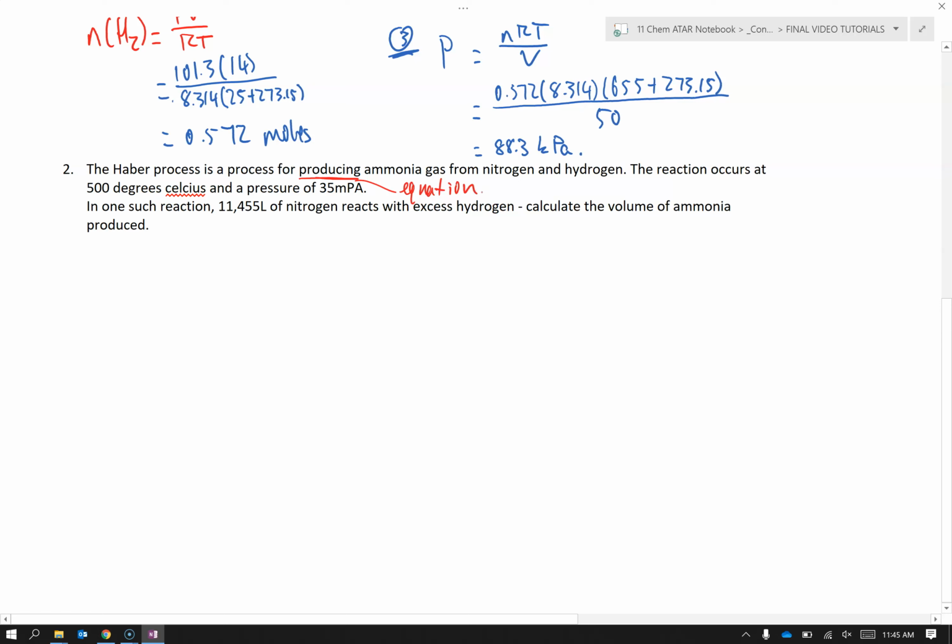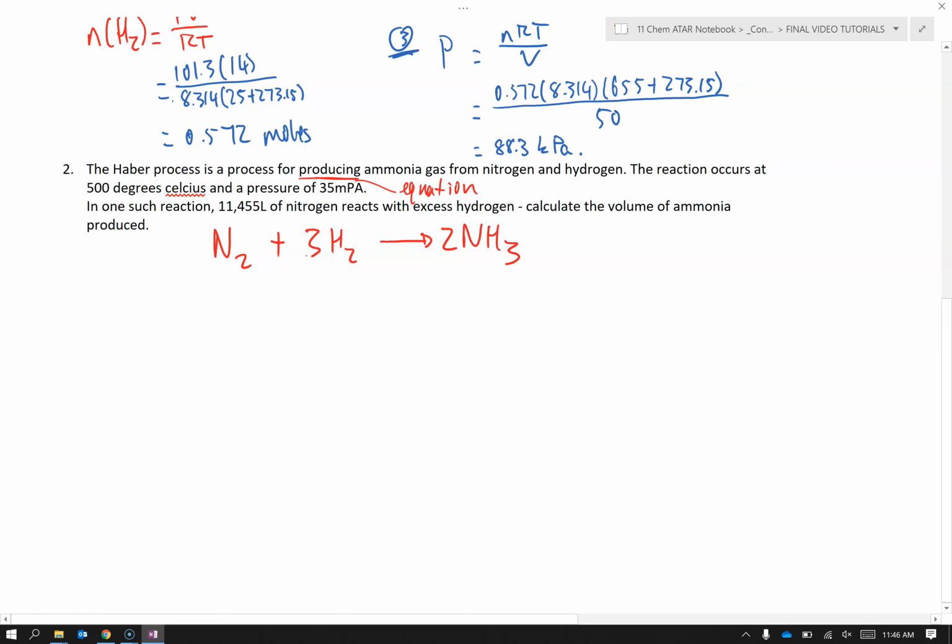The Haber process is a process for producing ammonia gas from nitrogen and hydrogen. The reaction occurs at 500 degrees Celsius and a pressure of 35 megapascals. In one such reaction, 11,455 litres of nitrogen reacts with excess hydrogen. Calculate the volume of ammonia produced. So, first things first, let's write an equation. N2 plus H2 produces NH3. That's what our question tells us. Let's balance it: 1, 3, 2.